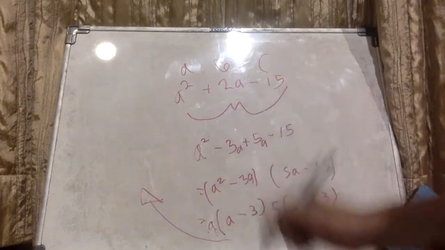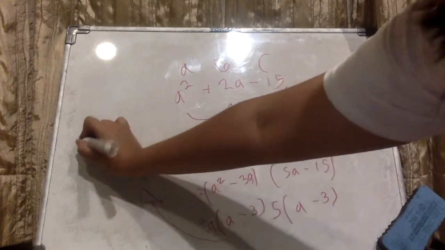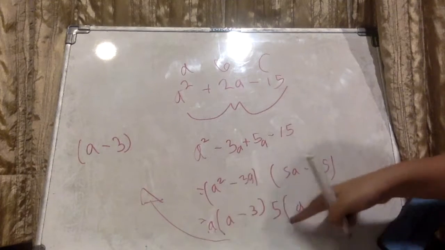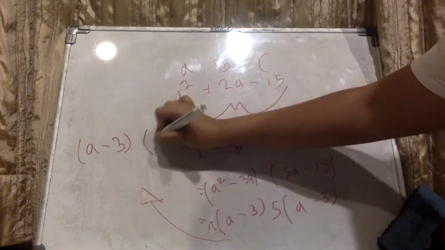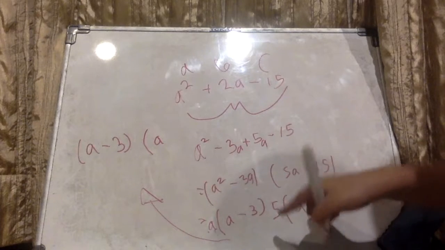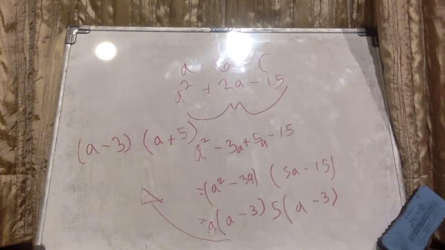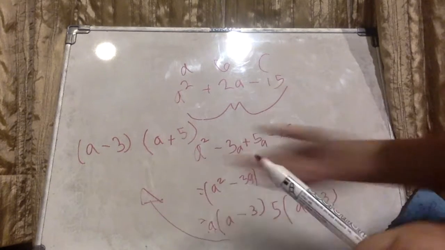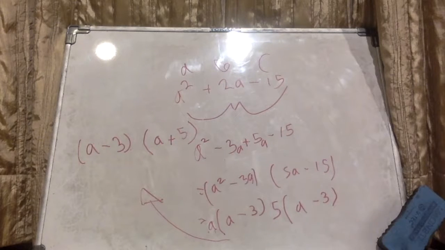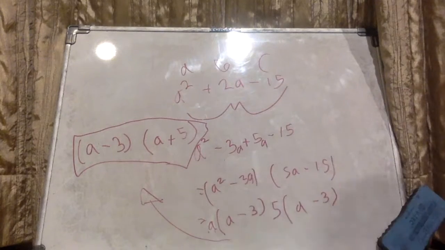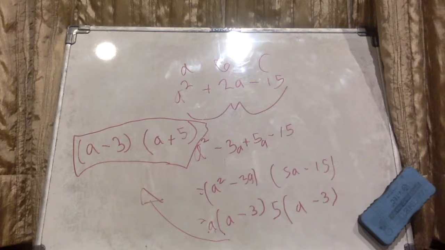So all we need to do is structure it. So it's going to be bracket a minus 3, and we put the leftovers. It's going to be a, because this is a positive, plus 5. And that is our answer, and we are doing it by grouping. So this is what you call grouping, and that's your answer. Pretty simple, but also pretty complicated. So thank you for watching part 2, or stage 2.